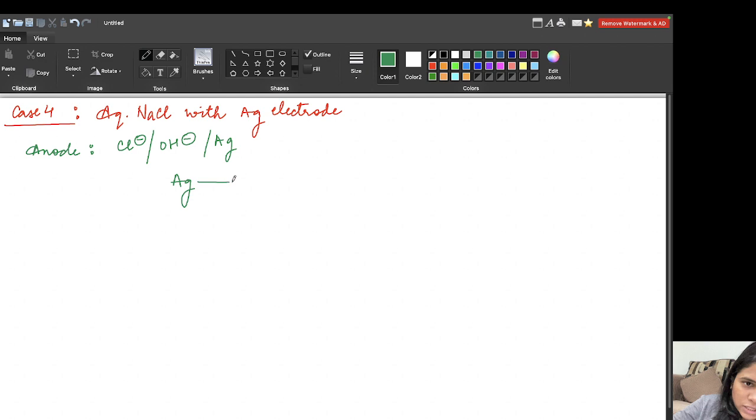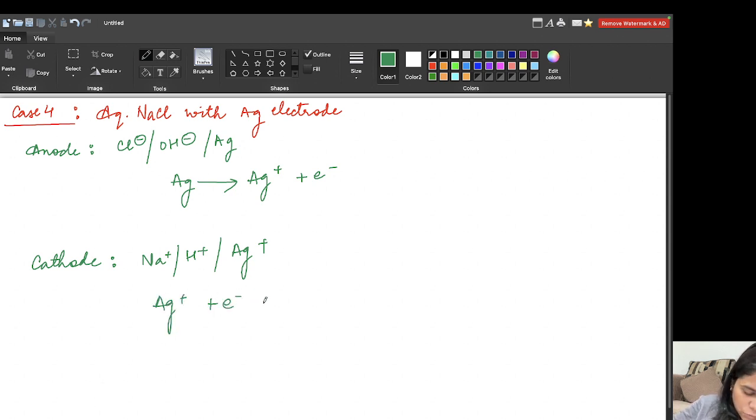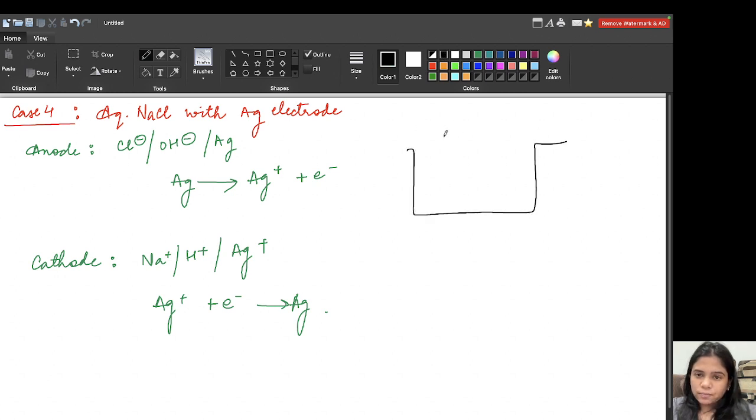And what will happen to Ag? Ag is simply giving you Ag plus and 1 electron. Loss of electrons. And at the cathode, what all things are present? You have Na plus, H plus, and Ag plus here. Here your Ag plus is accepting electrons to give you Ag. And this is how the process of electro refining works.